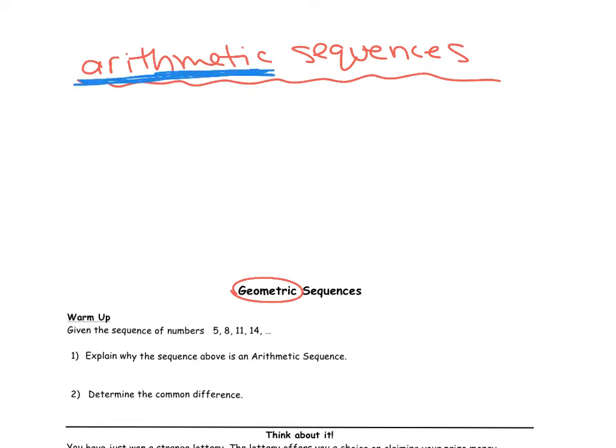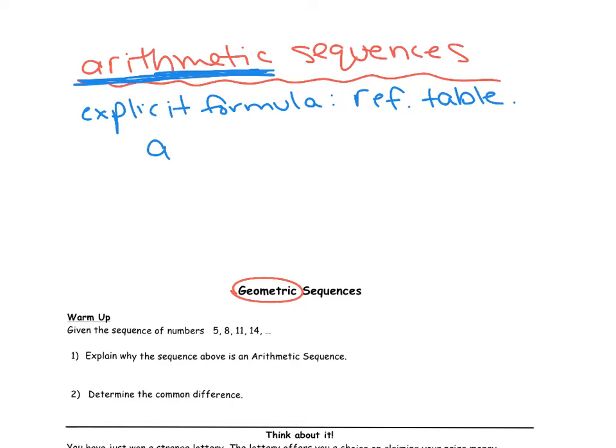Okay? So the arithmetic sequence, now remember, I told you that you do not need to memorize the formula. The explicit formula for an arithmetic sequence comes straight from the reference tables for the Regents exam. So you don't have to memorize this. It's a sub n equals a sub 1 plus n minus 1 times d.